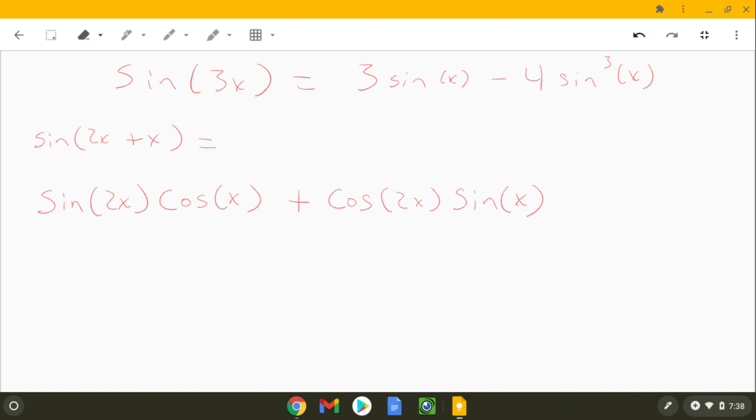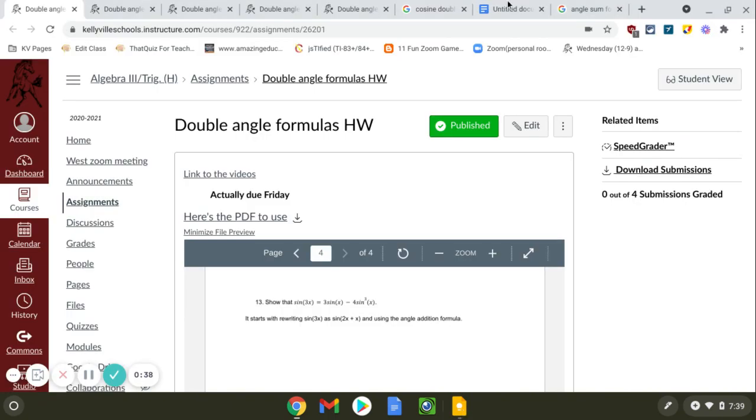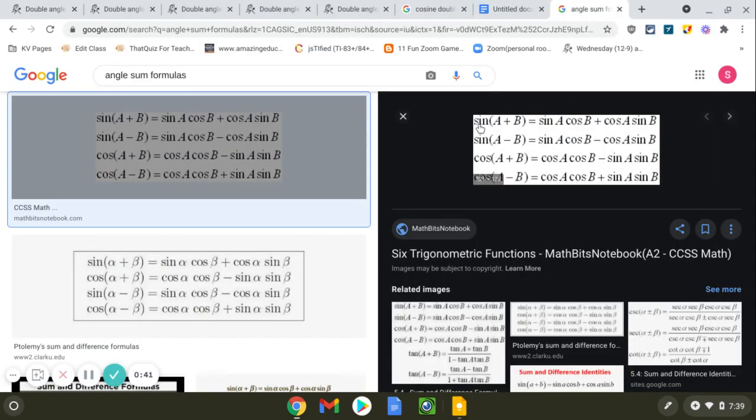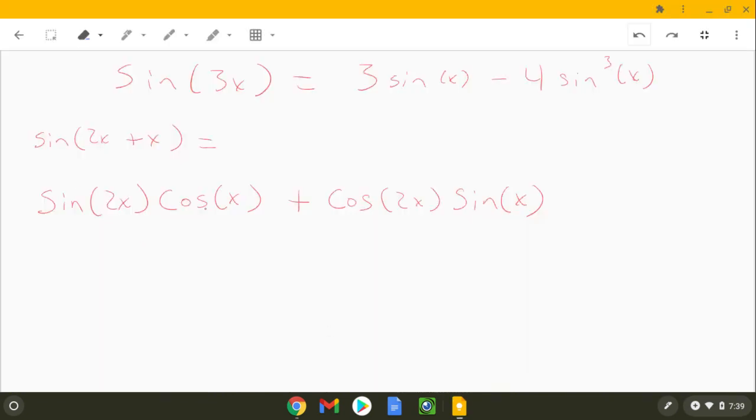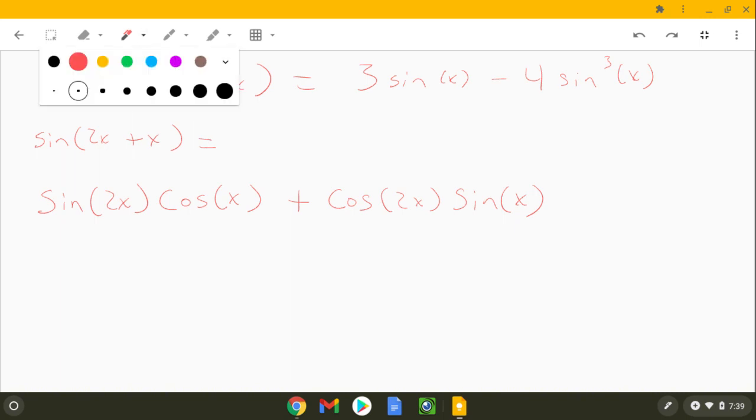All right, the first thing we do is we're going to think of the 3x as a 2x plus x, and then we're going to use our sine addition formula, which is this top one right here. So sine of the first angle, cosine of the second angle, and then it's a plus, and then it switches back: cosine of the first angle, sine of the second angle. All right, now what I'm going to do is apply a couple of identities.